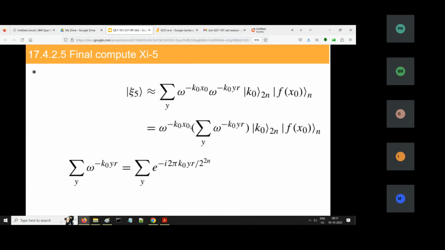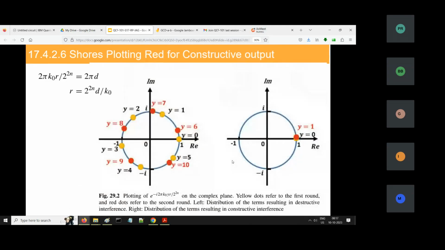And so, go back to z5. This is the final measurement where we will get the rotation, and that rotation we can easily figure out based on what the K factor is. Go to the next. So 4 and 5 are just simple measurements. Here you see the imaginary axis and the real axis. So here 2 pi k0, that r factor, the repeat factor, divided by 2 to the power 2n is 2 pi d, and r is equal to 2 to the power 2n d by k0.